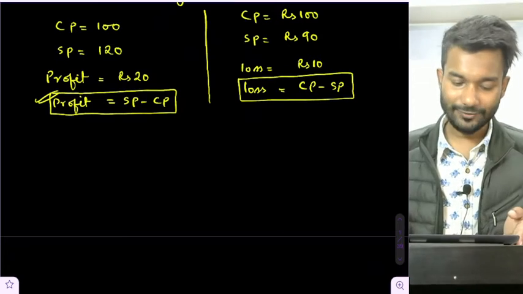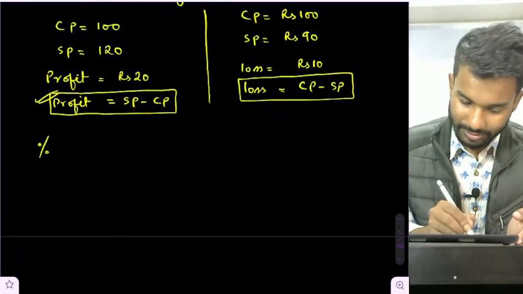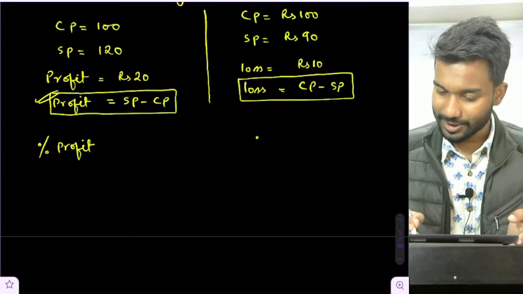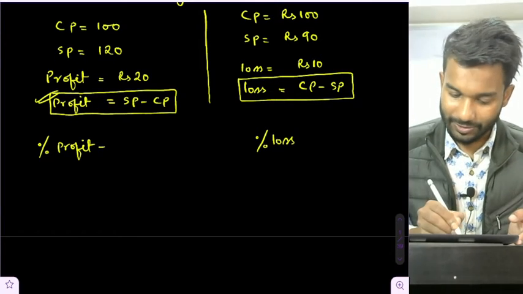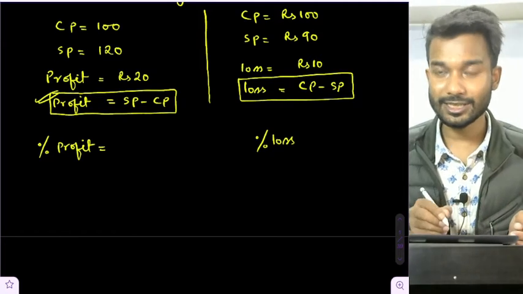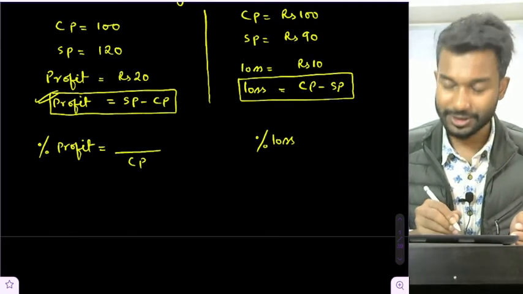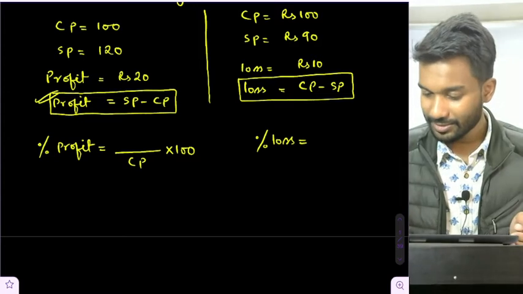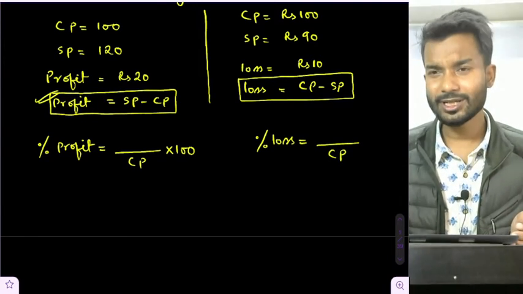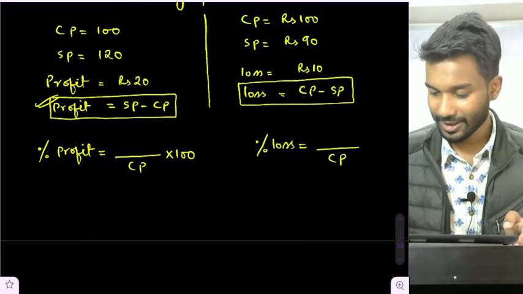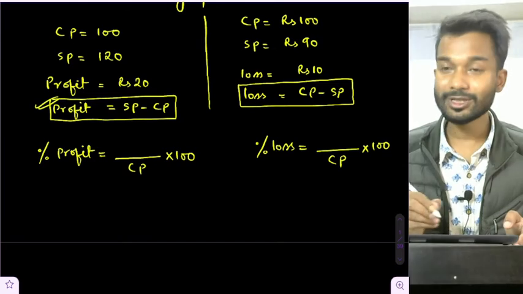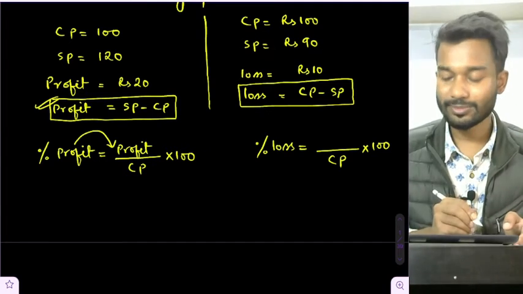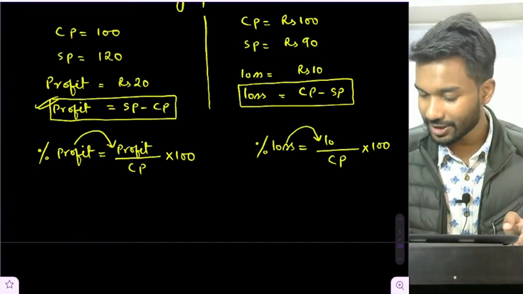Next formula is percentage profit. Now, there is another term known as percentage loss. When we want to find percentage profit, another name is percentage gain, then in the denominator there will be cost price, and because percentage is required, we'll multiply by 100. Similarly, for percentage loss, in the denominator there will be cost price. In our last chapter on percentage we also explained this point. When percentage profit is required, in the numerator will come profit, and if percentage loss is required, in the numerator there will be loss.